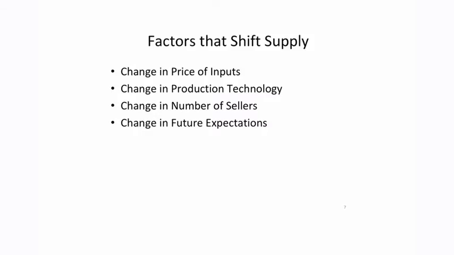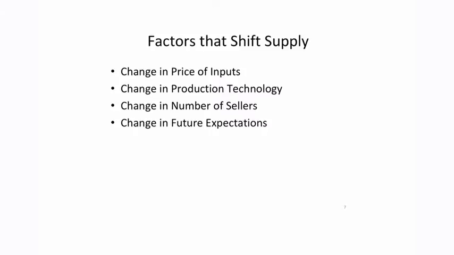There are four factors that will cause a shift in the supply curve. First, a change in the price of inputs. One of the factors that determines the supply for firms is the cost of production. And this is going to be determined by the price of the inputs. So if there's a change in the price of the input, there is a change in the cost of production. So the amount of goods and services that a firm can produce at a given price will change.